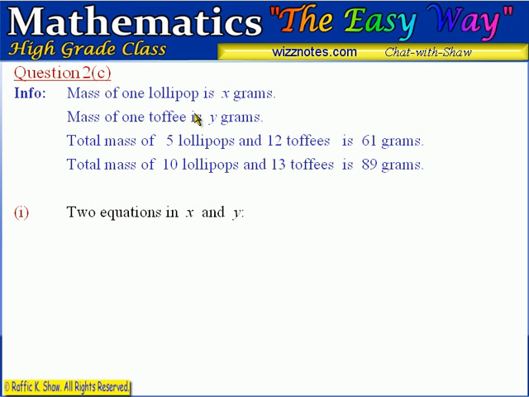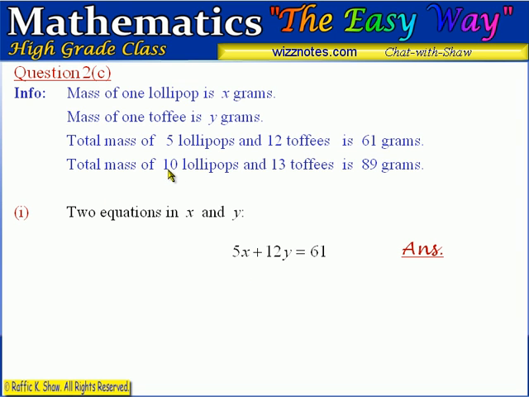And so this is it. Each lollipop here measures x grams, and each toffee here measures y grams. The total of 5 lollipops and 12 toffees is 61 grams, and therefore 5x plus 12y is equal to 61, and that would be our first equation in x and y.